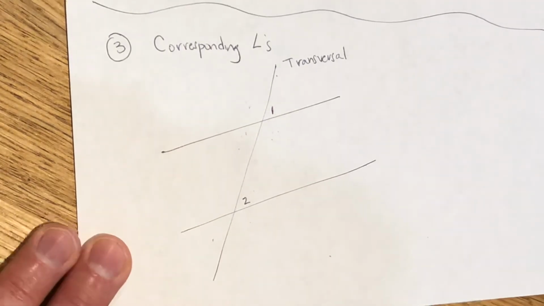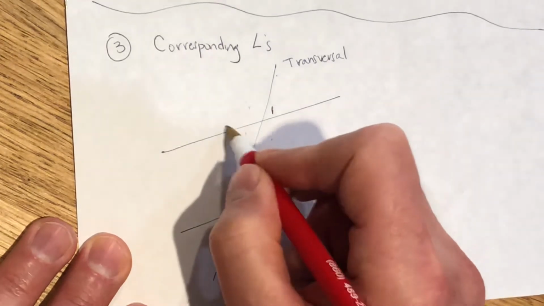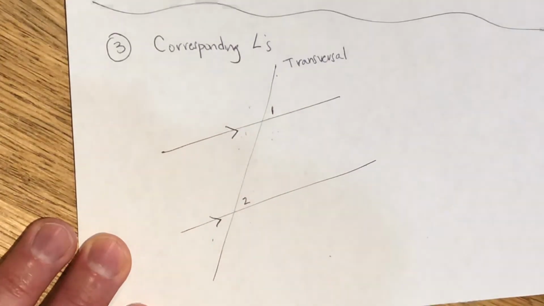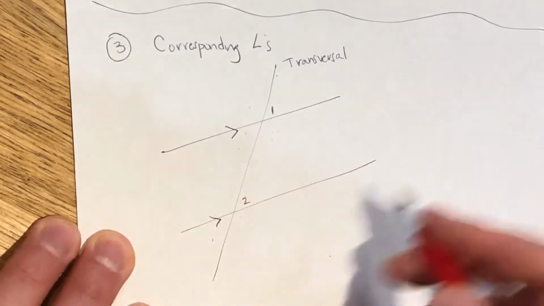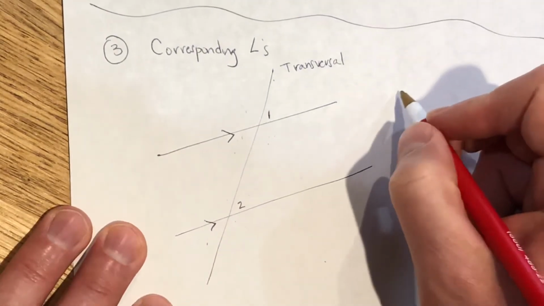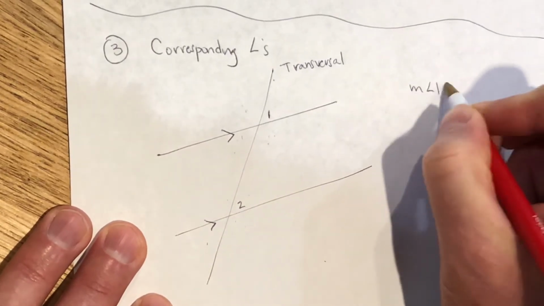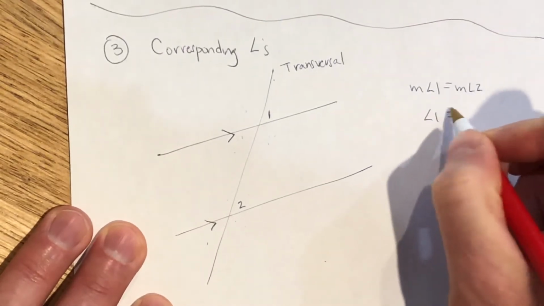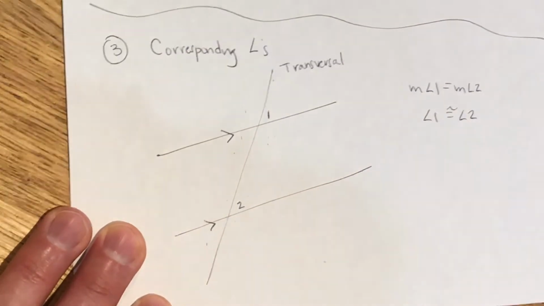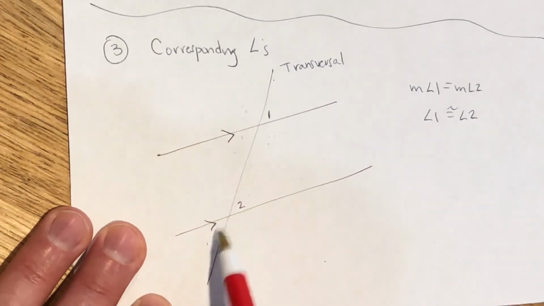And what turns out to be true is if these two intersected segments are parallel to each other, then you have a repeating pattern of how these angles interact with each other. So these angles would be congruent. So we could say that the measure of angle 1 equals the measure of angle 2. Or again, angle 1 is congruent to angle 2 because the angles themselves would be identical. So corresponding angles, if the intersected segments are parallel, would be congruent.